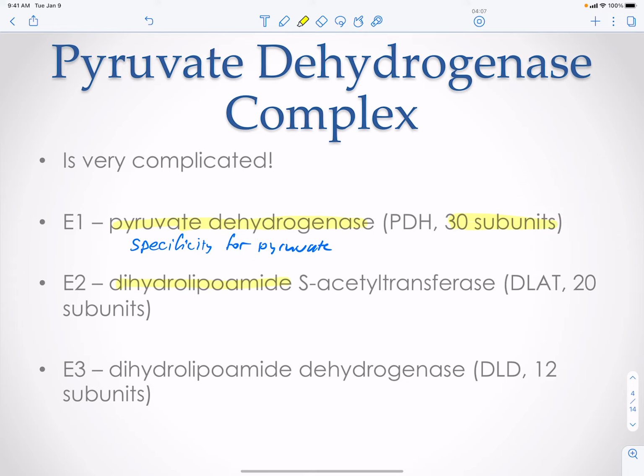And then we have E2, which is a dihydrolipoamide S-acetyltransferase. And this is going to help to make acetyl-CoA and also participate in recycling the enzymes so that they can reset and work on new pyruvates. And this has 20 subunits, very large. And then we have E3, dihydrolipoamide dehydrogenase, and this is going to be 12 subunits.